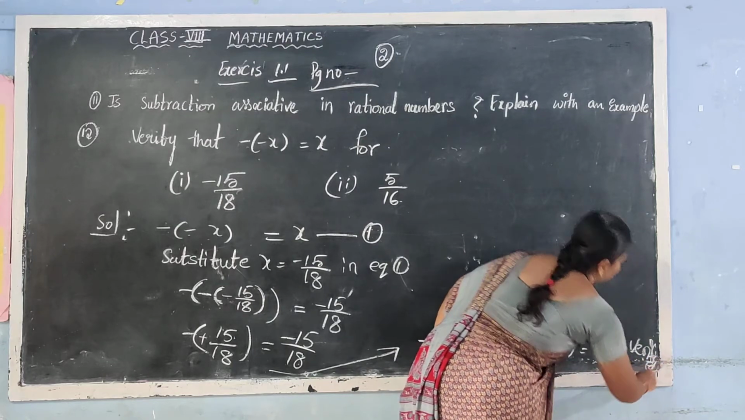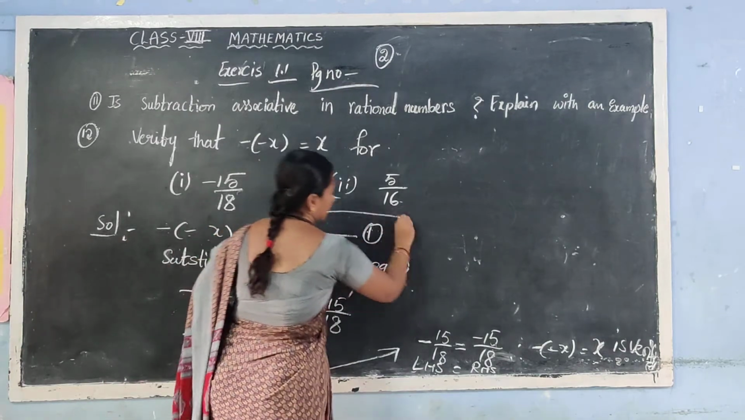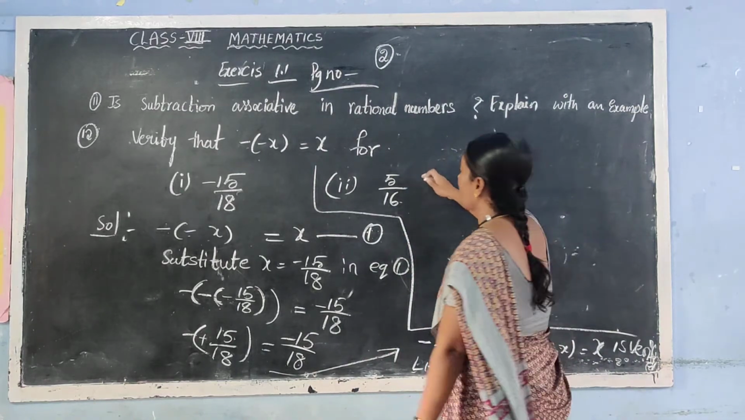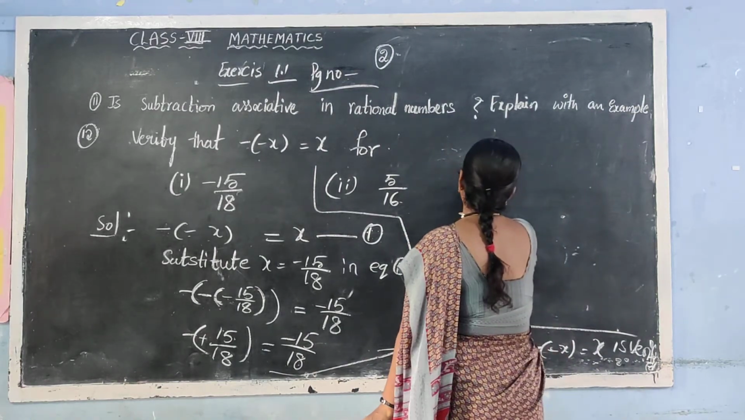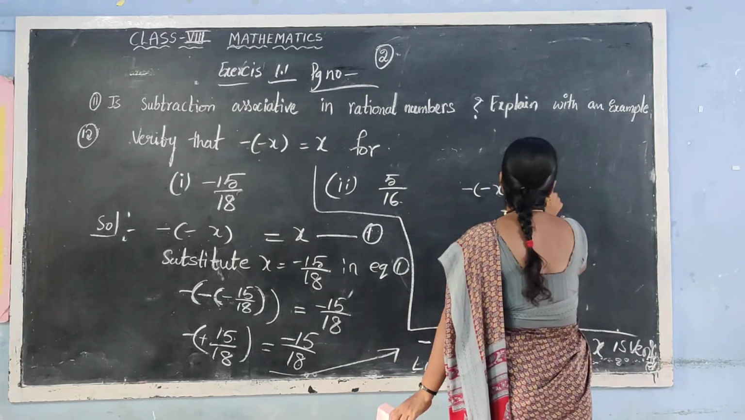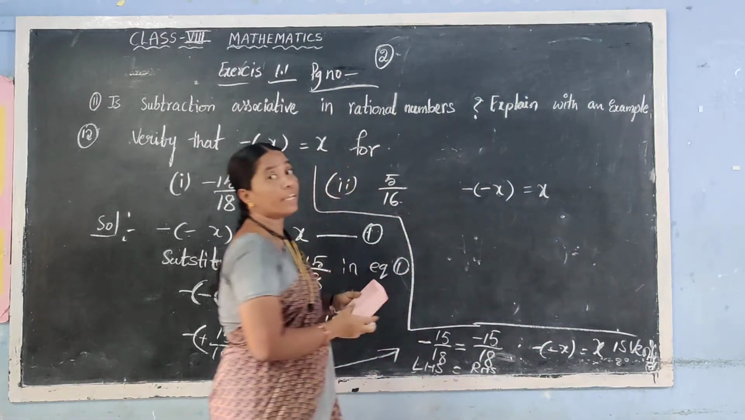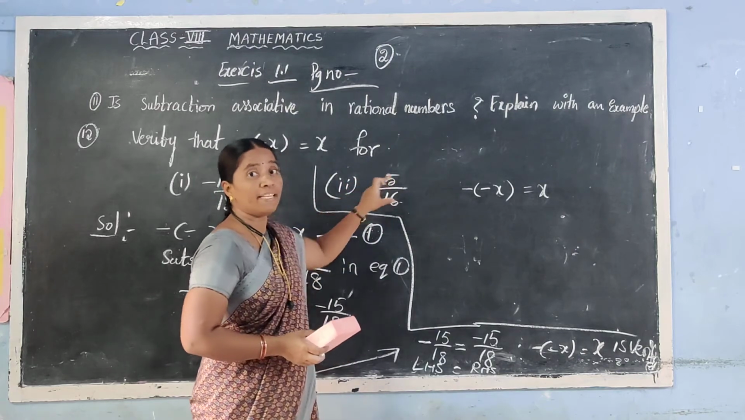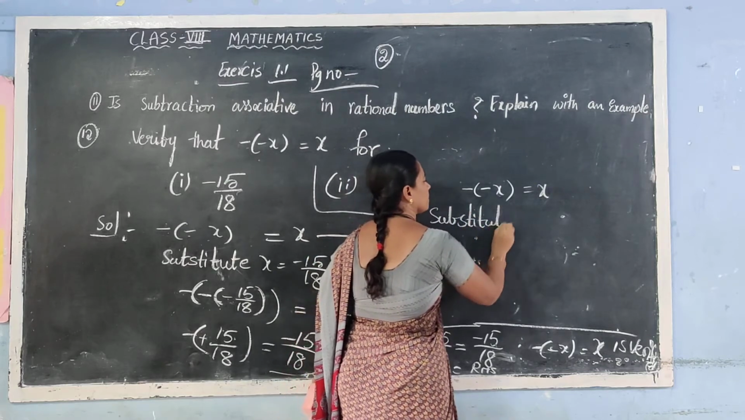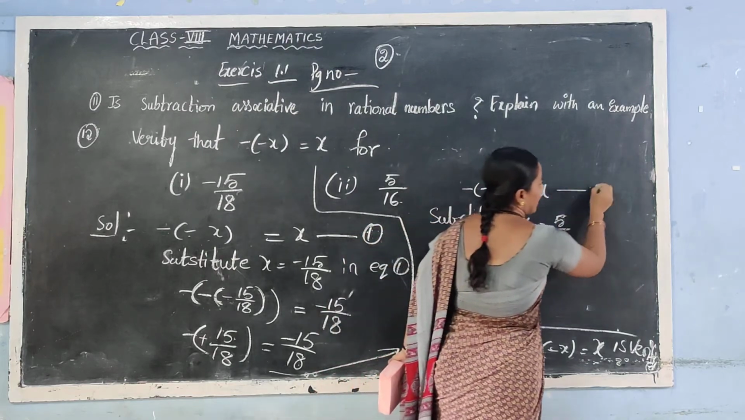Okay, it is verified. And in the second sum, the x value is 5 by 16. So again we have to write what they are asking: minus of minus x equals x. We have to write that, and after that we have to take 5 by 16 in the x place. So substitute x equals 5 by 16, and this is considered as equation 1.